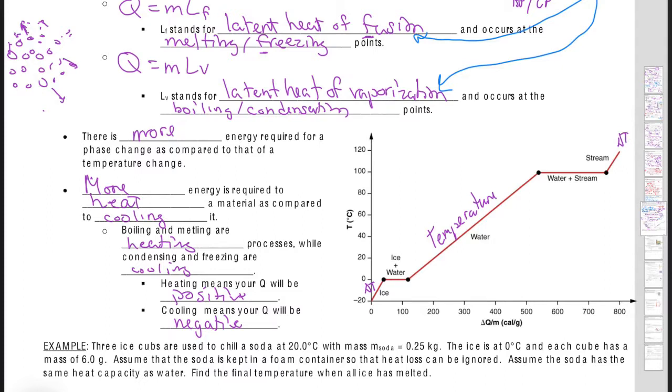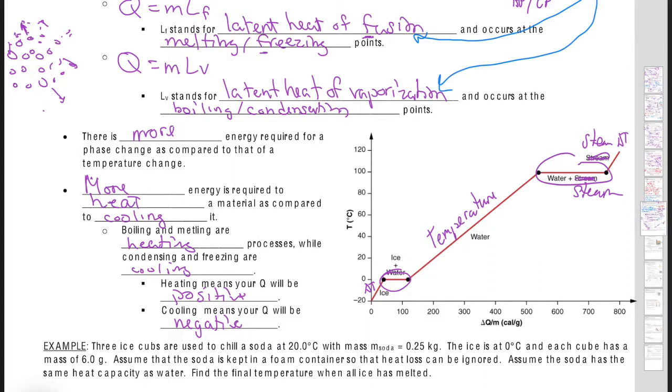But notice that when you have the phase change, when you have ice and water, or water and steam, this says stream, but it should just say steam, not my graph. Once you have ice converting to water, there is no temperature change. And the same thing when you have water and steam together. One thing to know is that you do have to add more heat to go from water to steam than you do to go from ice to water.